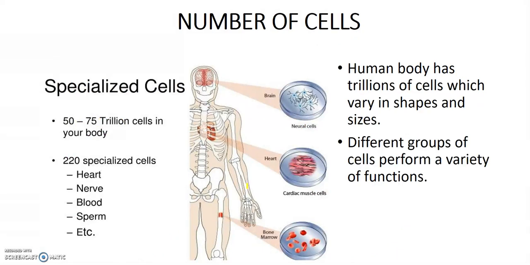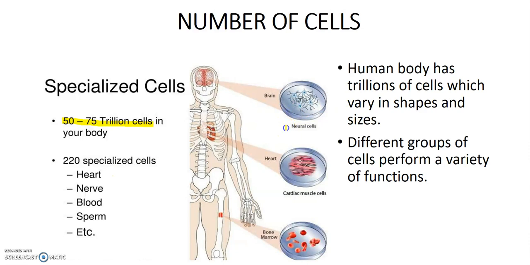Number of cells. What do you think? What is the number of cells that is present in our body? In a human body, if we are talking about. Yes, you guessed it right. It is around 50 to 75 trillion cells. And the cells that are present in our body are all of different shapes and sizes and functions.